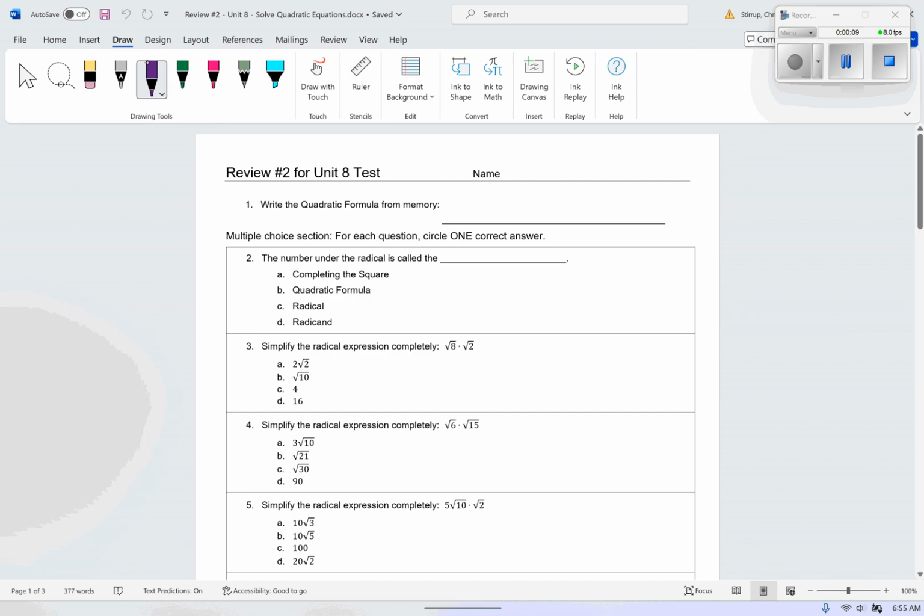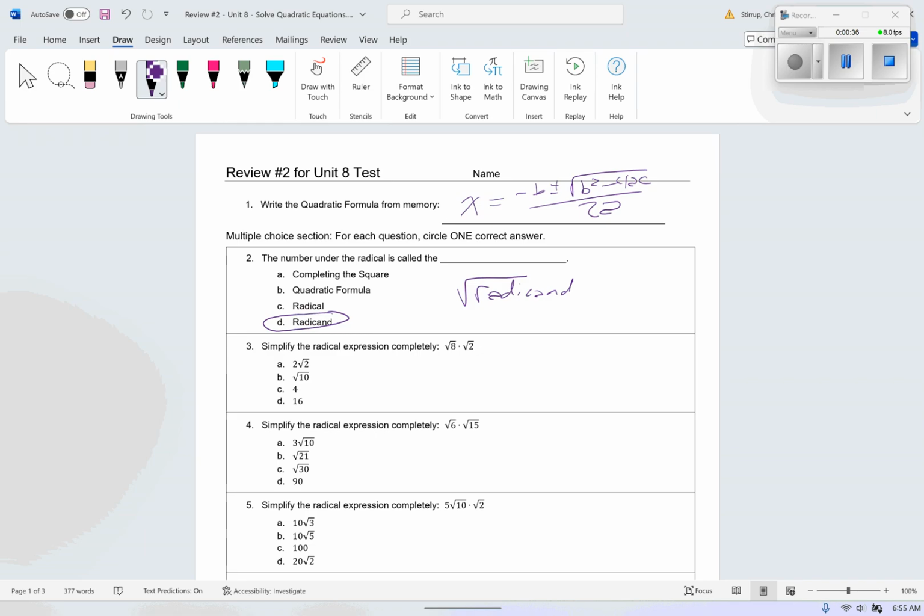So remember, you can write the quadratic formula. That is fantastic. So x equals negative b plus or minus the square root of b squared minus 4ac, all over 2a. And have that memorized. This is going to look very similar to your test. It's actually going to be multiple choice. It says the number under the radical is called the radicand. So something underneath there is called the radicand.